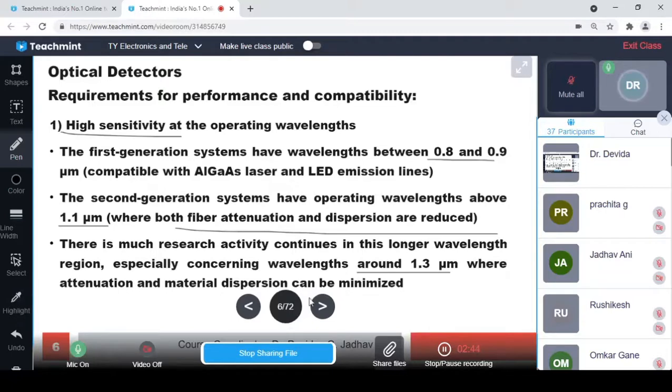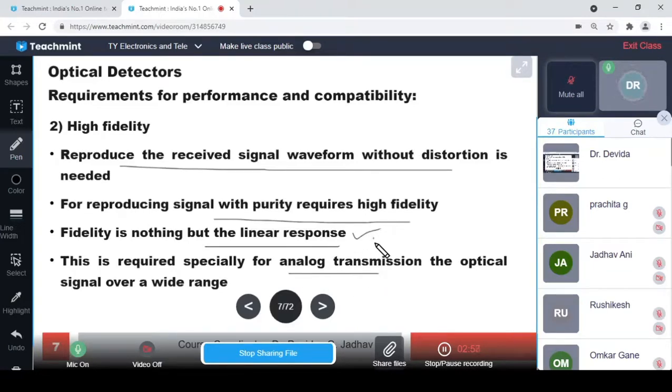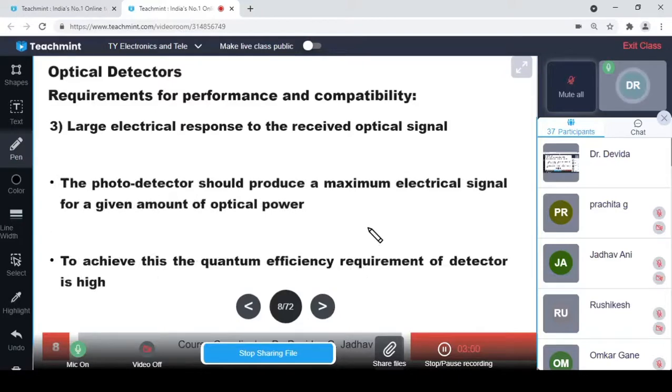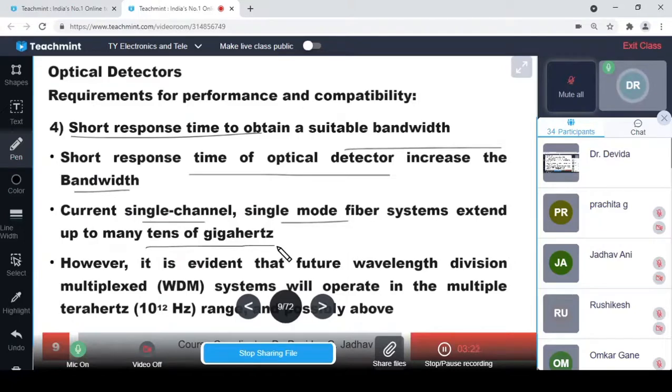High fidelity means reproduction of the signal without distortion; purity is required. High fidelity comes from linear response, and it is important for analog transmission. Large electrical response should be there, and it is obtained by better quantum efficiency. Short response time must be there because it will give higher bandwidth. So a short response time of the detector increases the bandwidth. A single channel, single mode will now give tens of gigahertz, and WDM is in multiples of terahertz, 10 raised to 12 hertz.